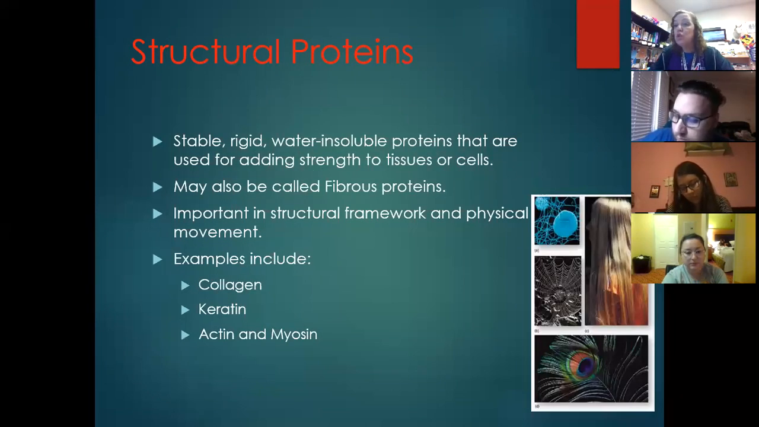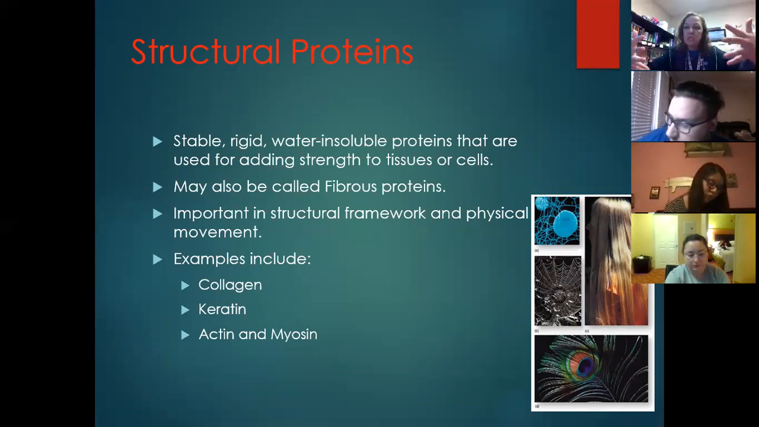So those are our structural proteins, they provide structure. Keratin in our claws, collagen in our skin and connective tissue, actin and myosin causing our muscles to contract. So all of this is providing a structure. That's why they're called structural proteins.